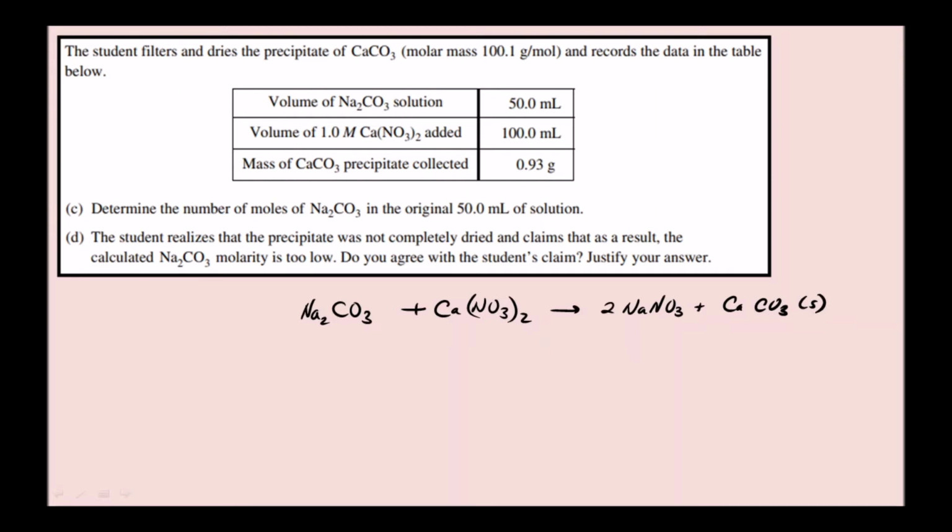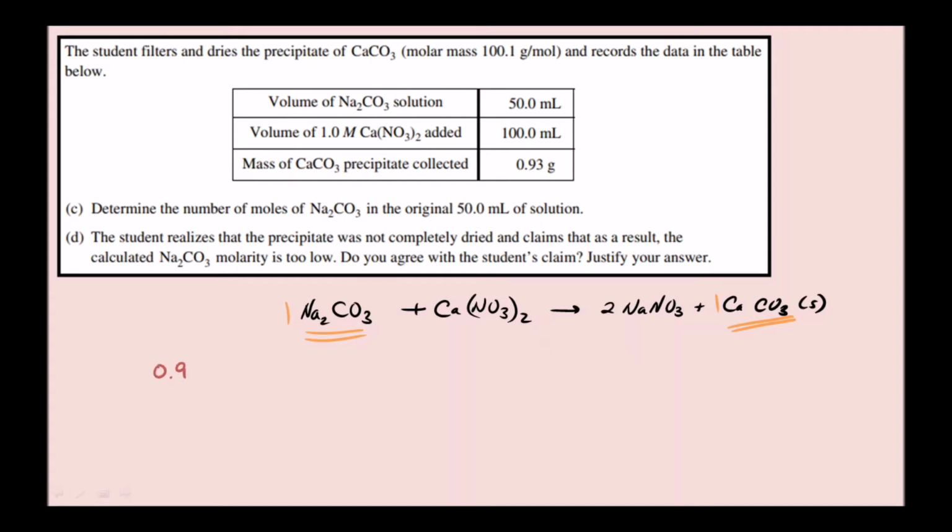We know that for every 1 mole of calcium carbonate produced, we required 1 mole of sodium carbonate. Why is that? Because they both have a 1 in front of them in this reaction. So the calcium carbonate produced consumed all of the sodium carbonate originally in the solution, so we have a 1-to-1 molar relationship between the two, this sodium carbonate and calcium carbonate. So the mass of calcium carbonate precipitate collected, we first convert to moles and then use the 1-to-1 molar relationship to convert that to moles of sodium carbonate.